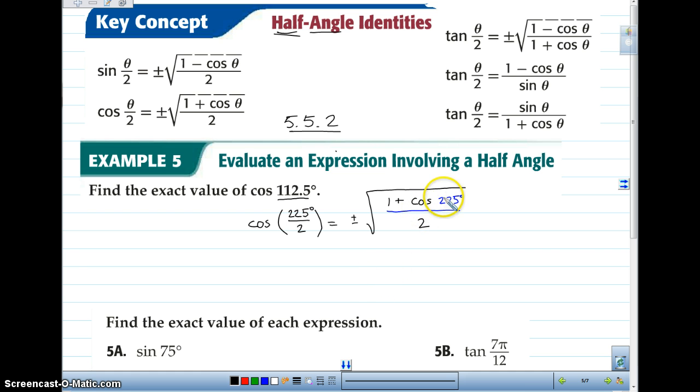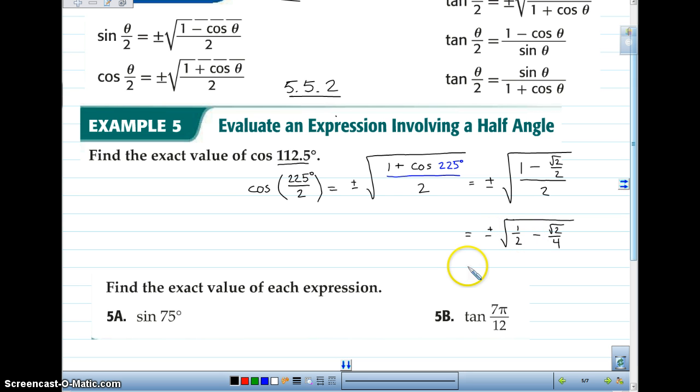So now we can look on our unit circle and we see that the cosine of 225 degrees is exactly negative square root of 2 over 2. So this is plus or minus the square root of 1 minus the square root of 2 over 2, all divided by 2. And so this next part, if we want to try to simplify this any further, we can divide both the 1 and the square root of 2 over 2 by 2. So 1 divided by 2 is equal to 1 half. So this becomes the square root of 1 half minus square root of 2 over 2 divided by 2 is square root of 2 over 4.